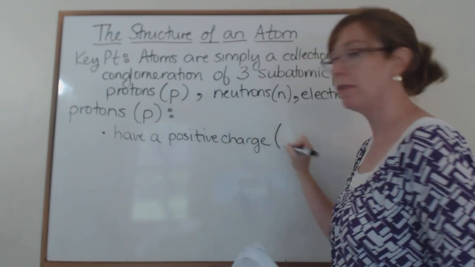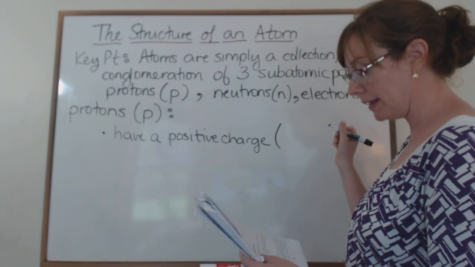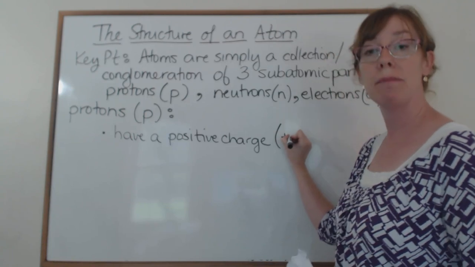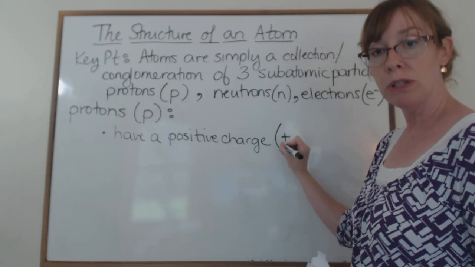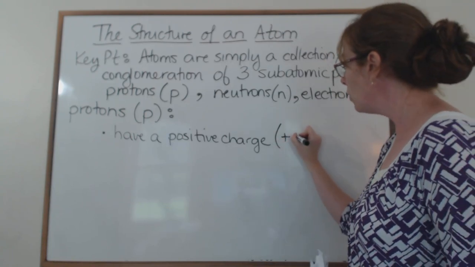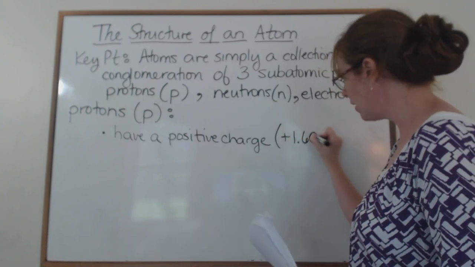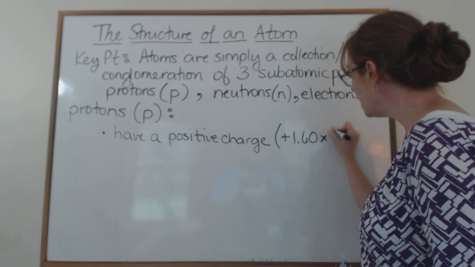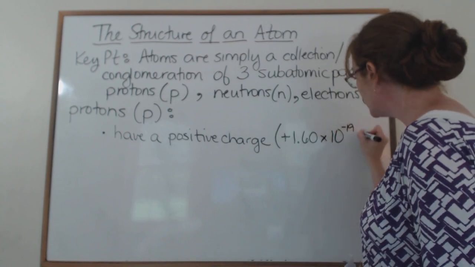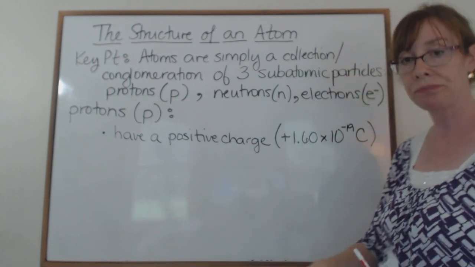But let's look at the number for a moment here. So I want to give you the exact number. Remember, charge is something that can be measured. So each proton will have a positive 1.60 times 10 to the negative 19th coulombs.